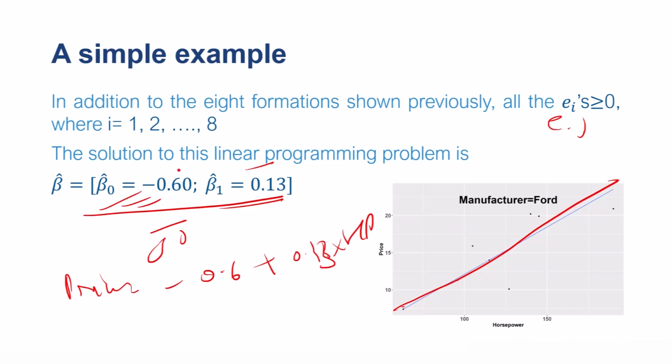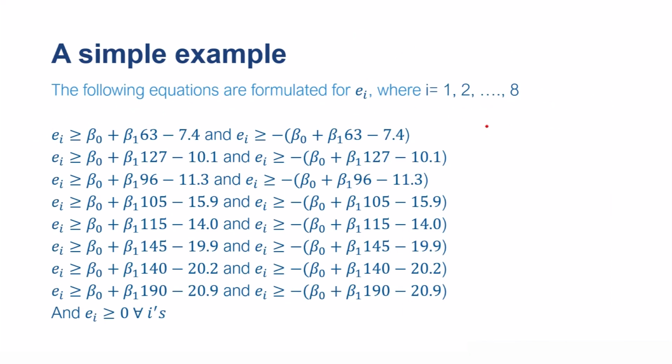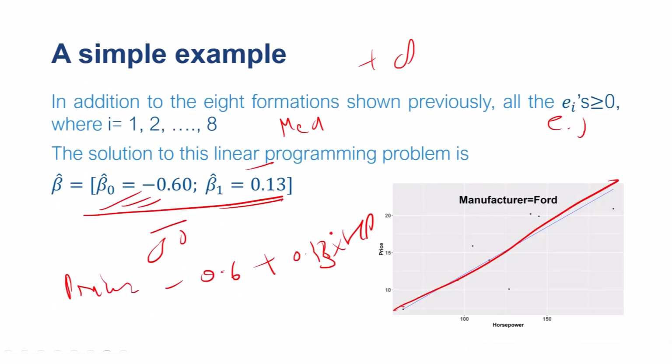So this was a rather simple quantile regression problem for a median solution. We were looking at the median solution. We looked at 8 data points. We formulated 17 equations or conditions, and we minimized our objective function, which was the summation of i equal to 1 to n. This summation was minimized with these conditions, and we could obtain the median solution, or the 50th percentile, or median quantile.